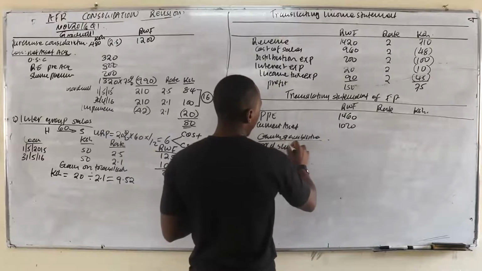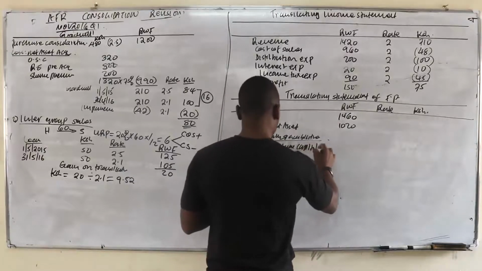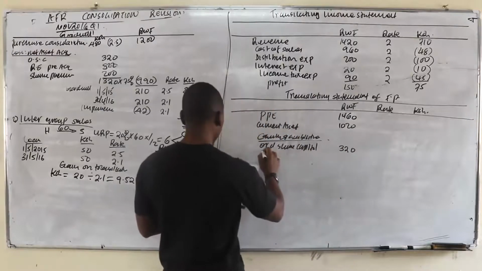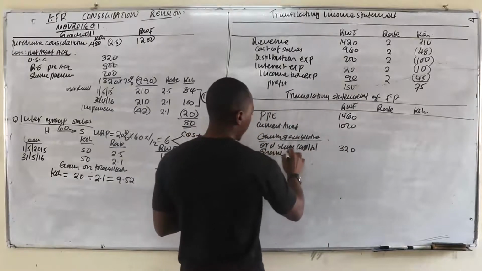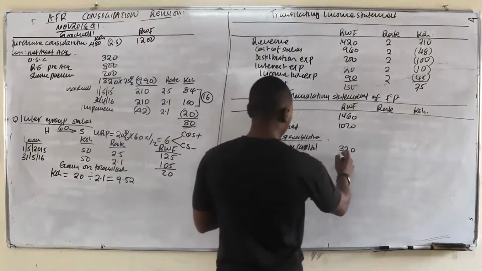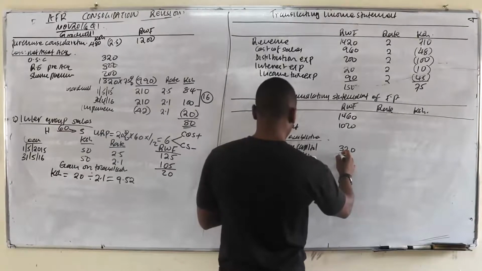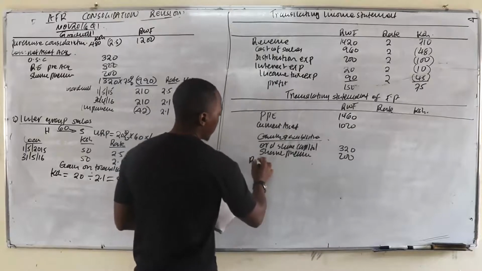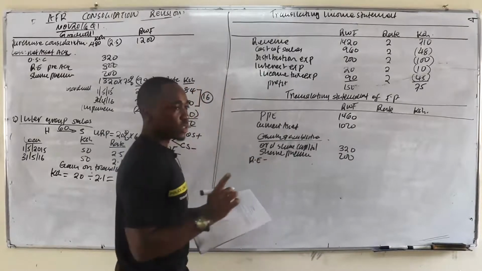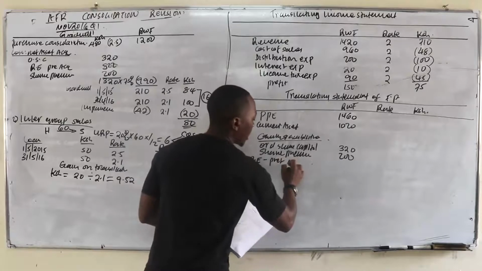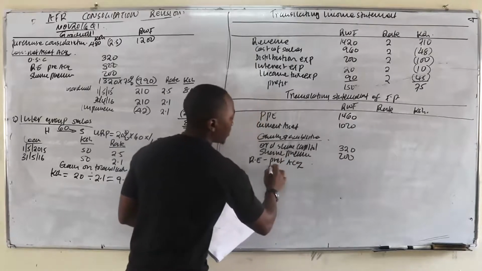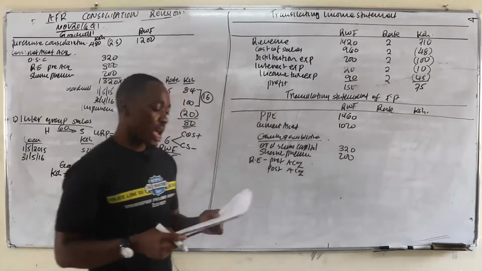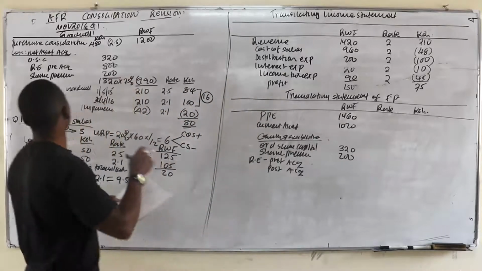Ordinary share capital, an amount of 320. Share premium, an amount of 200. Then you have retained earnings. Now for retained earnings, allow me to separate them. We have pre-acquisition and we have post-acquisition. Let's go to the first one. How much was the retained earnings at the date of acquisition?